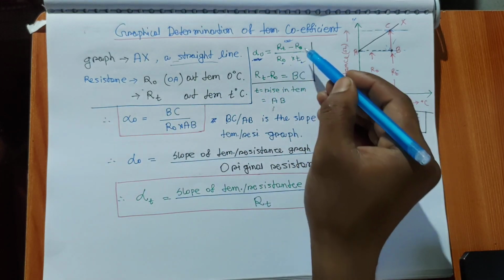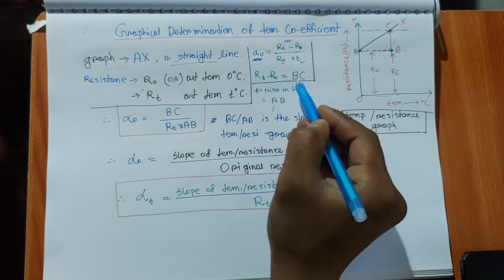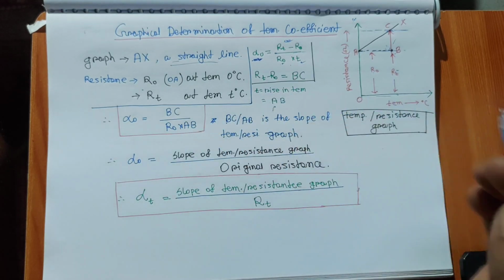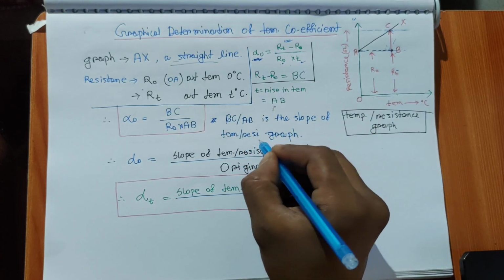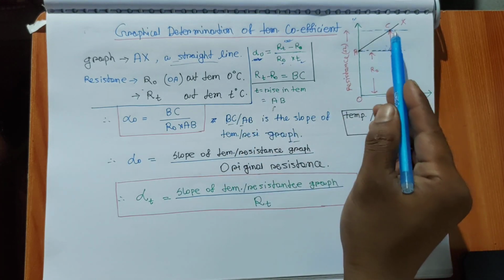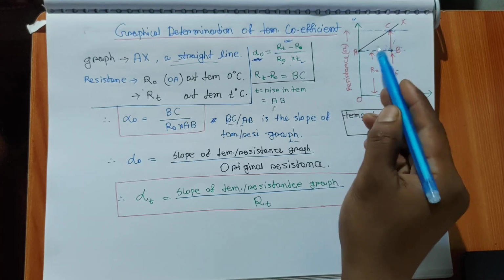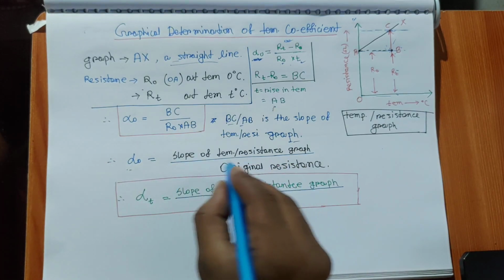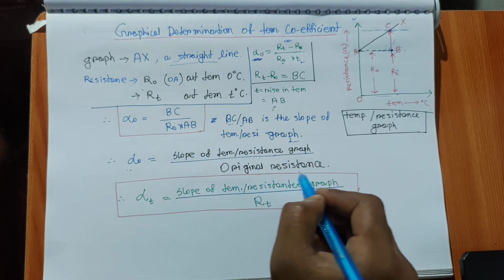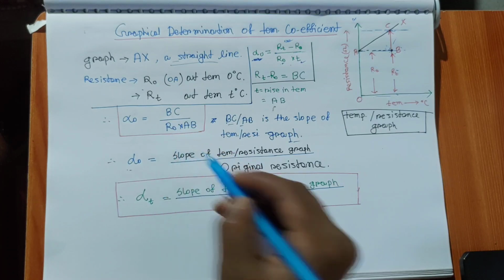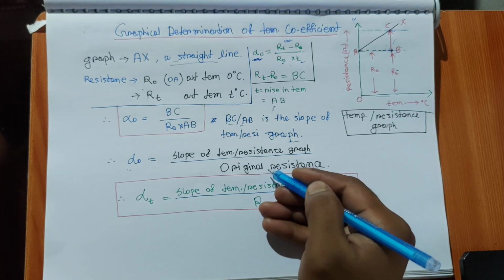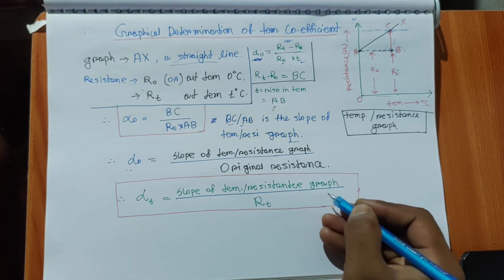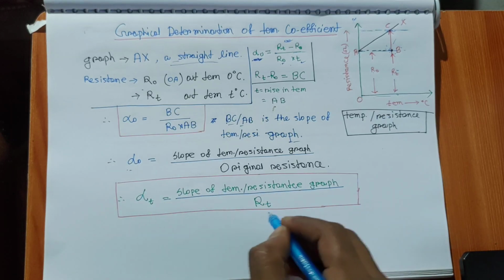If we put those values in this equation, alpha 0 is equal to RT minus R0, which is BC, by R0 into T, where T is AB, so R0 into AB. BC by AB is the slope of this temperature-resistance graph. So alpha 0 is equal to the slope of the temperature-resistance graph divided by the original or initial resistance R0. If it is alpha T, that means it will be RT.